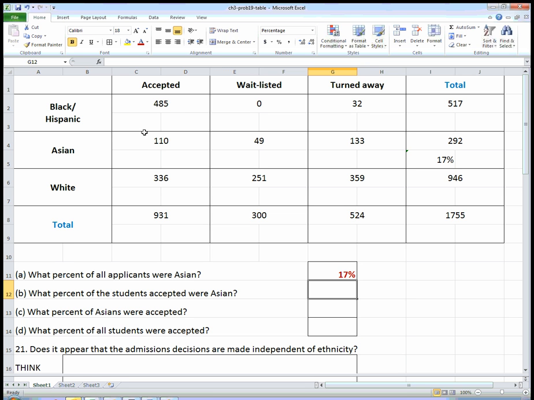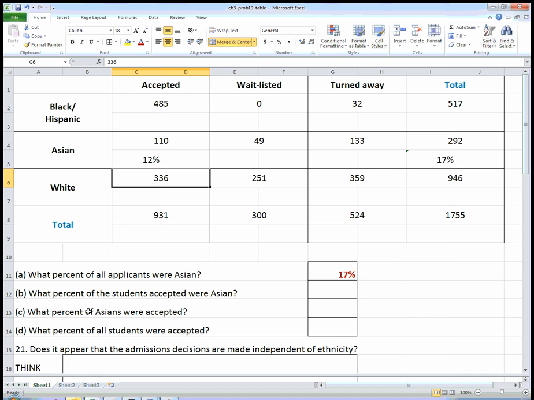I'm not so much interested in teaching you Excel here, but it's a really good skill. Mainly the interesting thing is all these different kinds of numbers that you could get and the meanings of these numbers. Okay, what percent of the students accepted were Asian? Okay, so accepted, that's another column. So we want another column percentage. So let's say this equals the 110 accepted Asians divided by the total accepted. So that's 12%. Okay, that's interesting. It's different from 17. That might mean something.